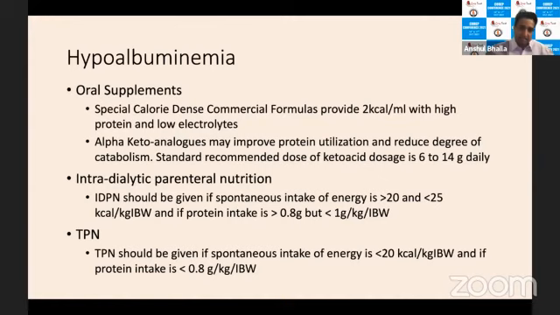There can be oral supplements that have high dense calorie intake with very low electrolytes and very low volume, very low fluid, or they can get alpha keto analogs, and the dose can be between 6 to 14 grams per day. If their energy intake is really low, between 20 to 25 calories per kilogram per ideal body weight, and if the protein intake is between 0.8 to 1, then they can be referred for intradialytic parenteral nutrition. And if it's even lower than that, less than 20 kilocalories per kg per ideal body weight, or if the protein intake is really low, less than 0.8, they can be referred for TPN.